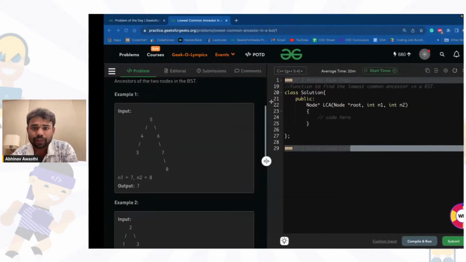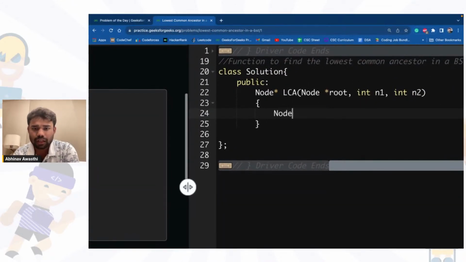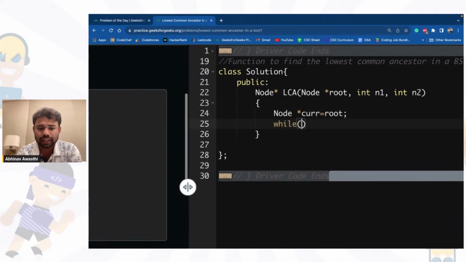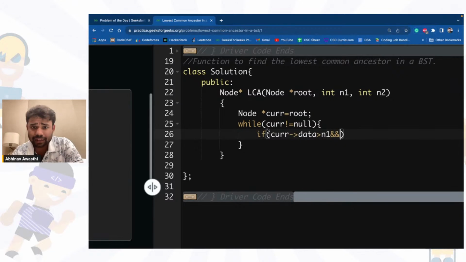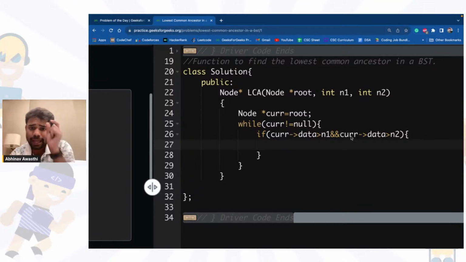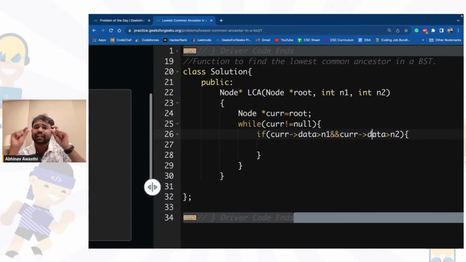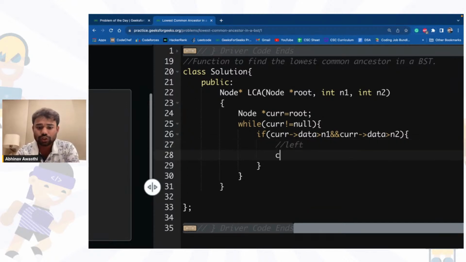Okay. So how will we do it? I will first of all have a current node which will be equal to root. Now while current is not equal to null, what I will do is see if the current data is greater than n1 and same for n2, or we can say if n1 is also less than current, n2 is also less than current. If both are less than the current node, that means less means on the left side, so current will move to its left side.